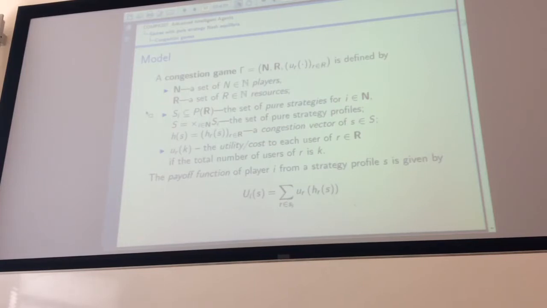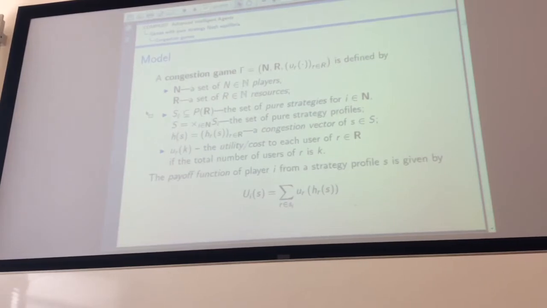Now, given a particular choice of strategies for the agents, for each resource we can associate the congestion of that resource, which is just the number of players that have chosen that resource in their given strategy. Okay? That would give us a congestion vector. The size of the vector is the number of resources, right? For each resource, how many users does it have?